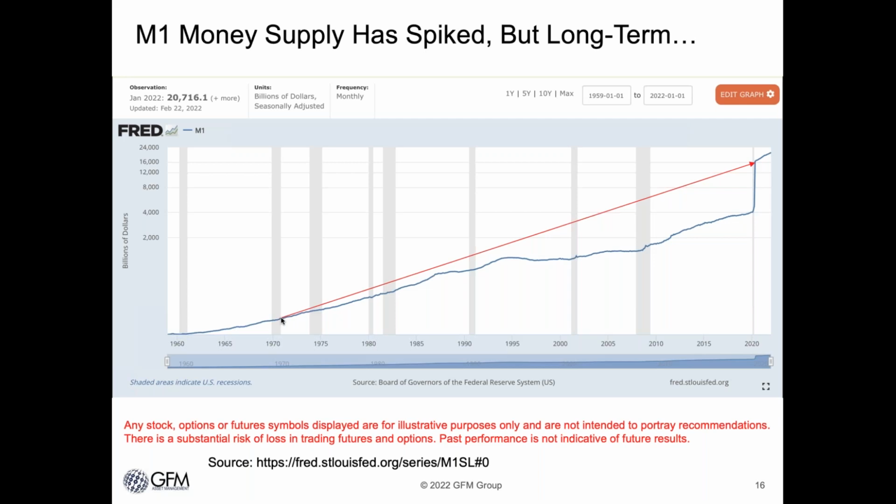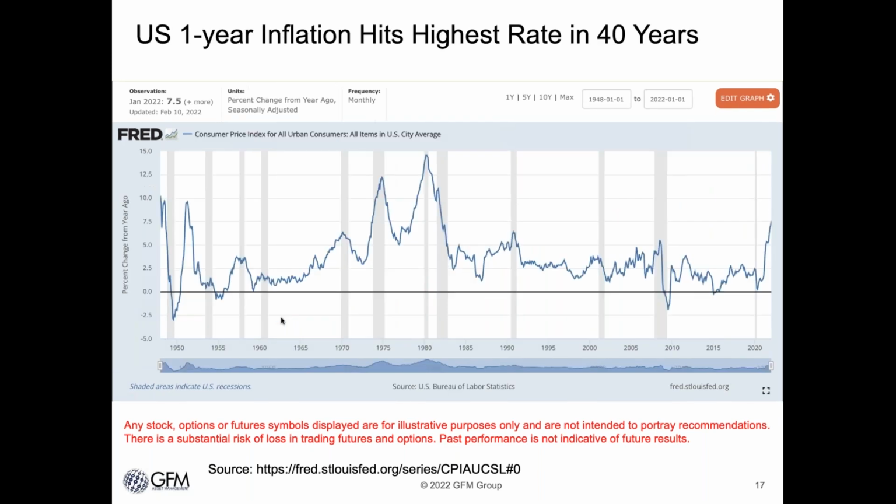This is not, I would say, a consensus view. It's not what every economist thinks, but this is one chart that I use to put the Fed's money printing in perspective. Now, in terms of inflation, this is when you hear that inflation has hit 40-year highs, the highest rate in 40 years. This is one way of looking at it.